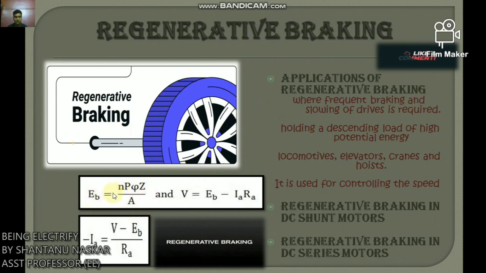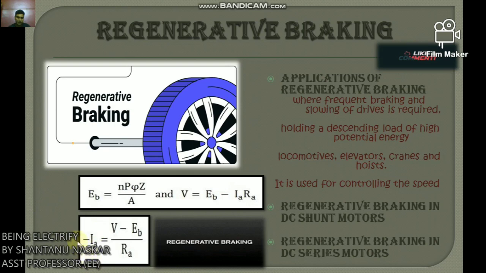The two equations are Eb equals N P phi Z by A, where Eb is back EMF, N is the speed, P is the number of poles, phi is the flux per pole, Z is the number of armature conductors, A is the number of parallel paths through the armature, and V equals Eb minus Ia Ra. The motor does not enter into saturation on increasing excitation. Regenerative braking is possible with shunt and separately excited motors. In compound motors, braking is possible only with weak series compounding.